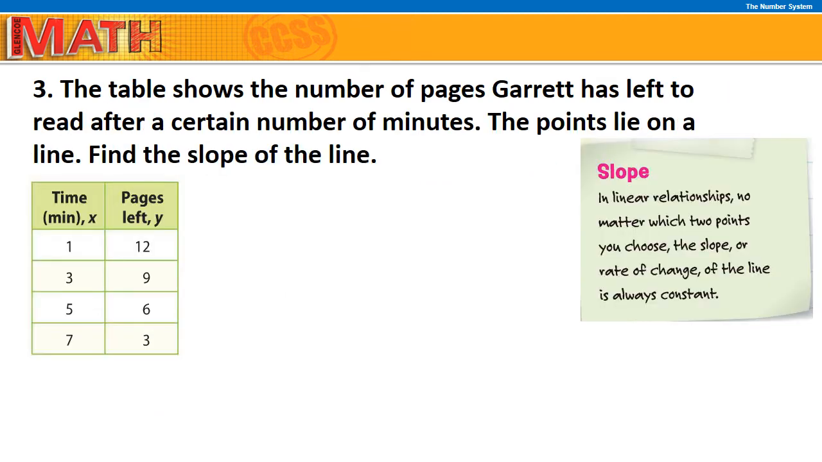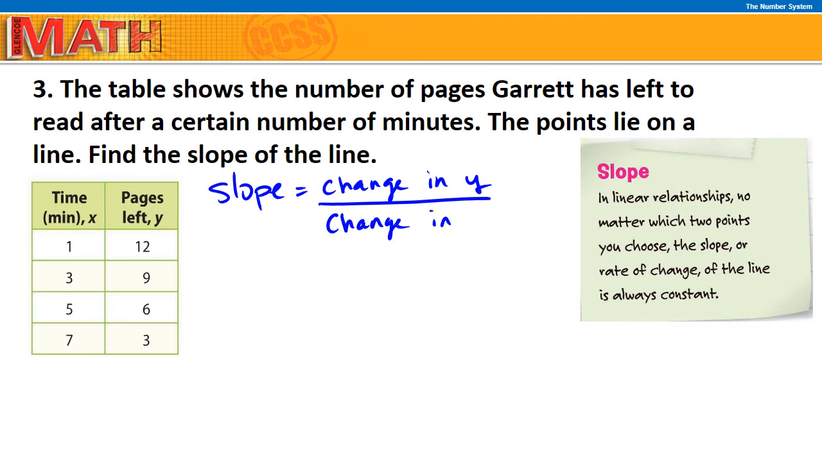Example number 3. The table shows the number of pages Garrett has left to read after a certain number of minutes. The points lie on a line. Find the slope of the line. Now here we don't have a rise or run. So we're going to have to use a different way. We're going to find slope by finding the change in y over the change in x. Very similar to what we did in lesson 3.1, where we found the change.